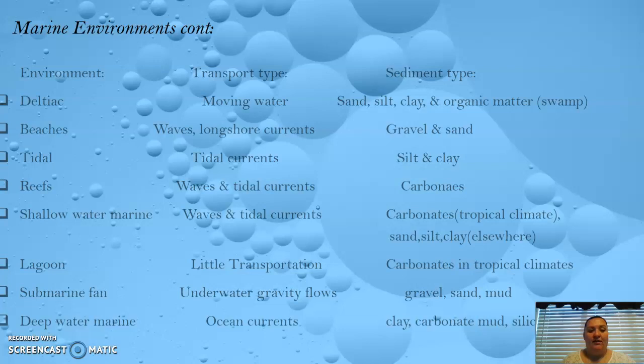Shallow water marine transport type is waves and tidal currents. The sediment types are carbonates in tropical climates, and sand, silt, and clay everywhere else. In lagoons, there is little transportation, and the sediment type is carbonates in tropical climates. For the submarine fan, the transport type is underwater gravity flows, and the sediment types created are gravel, sand, and mud. For deep water marine, the transport type is ocean currents, and the sediment types created are clay, carbonate mud, and silicate mud.